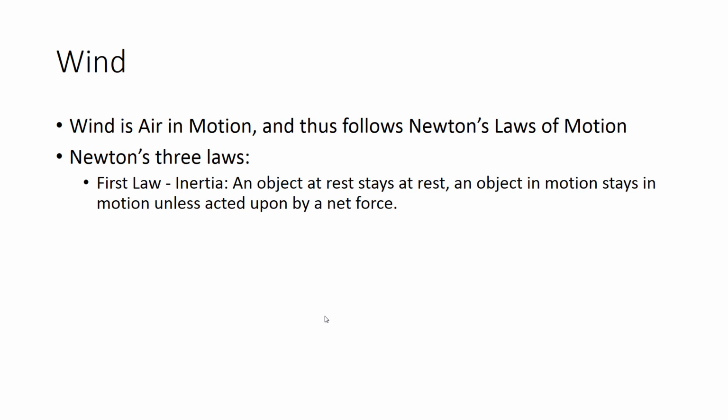The first one is what's called the law of inertia. And the law of inertia simply states that an object that's at rest stays at rest, or an object in motion stays in motion, unless acted upon by a net force. What this means is that if there's no net force acting on something, it's just going to keep doing what it's doing. Now, we don't usually see this a lot here on Earth because there's so many different forces that are at play.